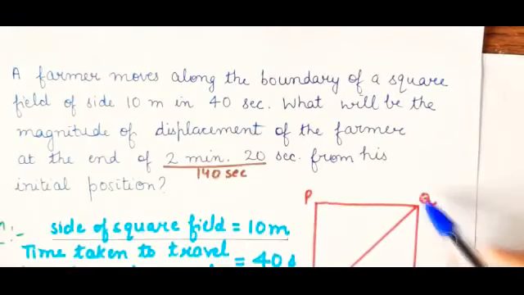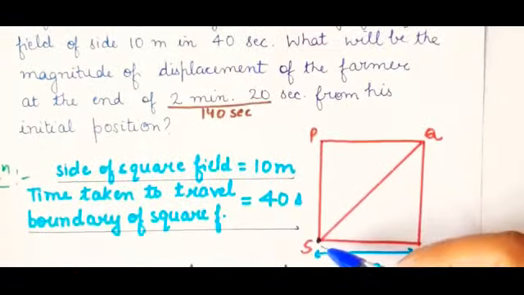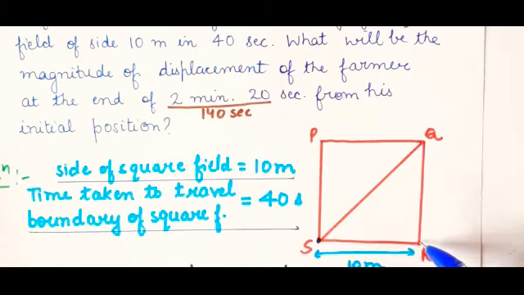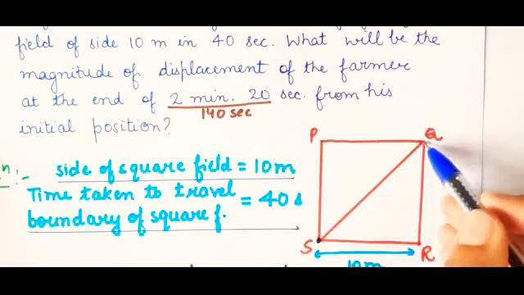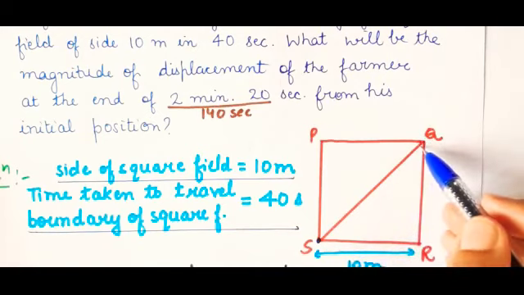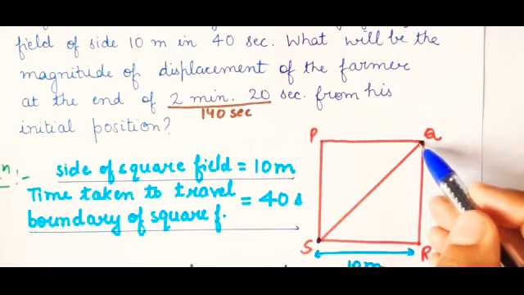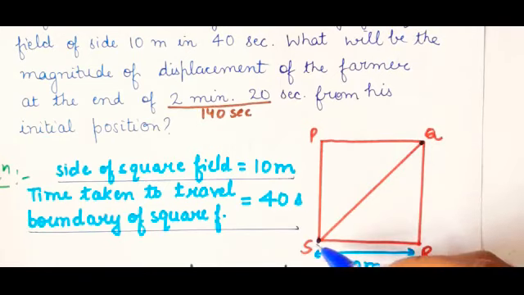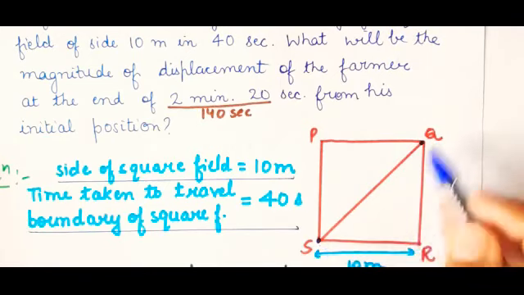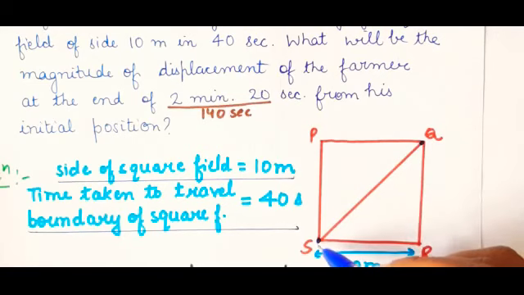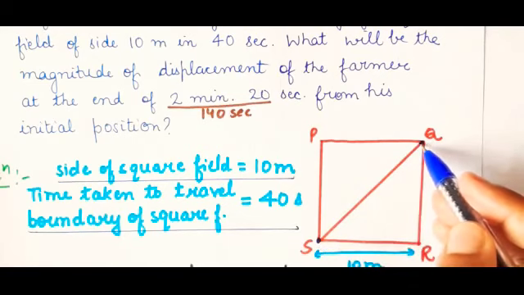So up to this he completed 3 rounds, and it came up to 120 meter. So 120 meter plus 10, 130, plus 10, 140. Means after completing 3.5 rounds, he came at position Q. Initially it was at S. After completing 140 meter, the position of the farmer is at Q. Now you need to calculate the displacement.